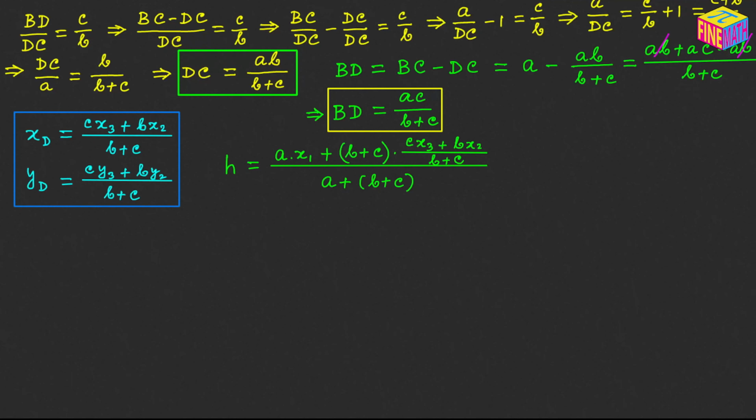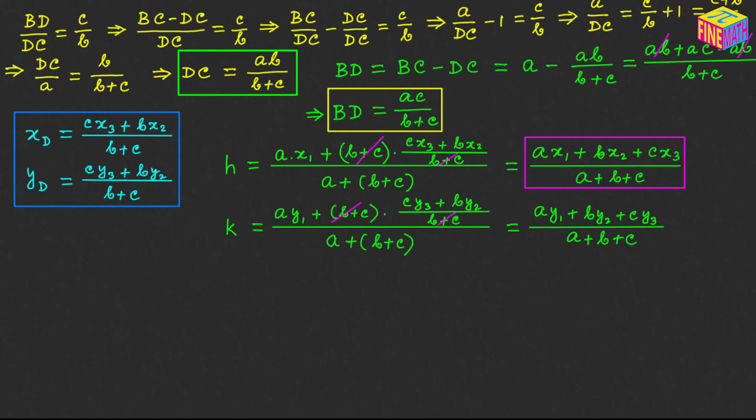And if we simplify this a little bit, it is going to look like this. It will be a times x sub 1 plus b times x sub 2 plus c times x sub 3 over a plus b plus c. And that is the x coordinate of the incenter. And similarly, let's calculate the y coordinate of the incenter. Using the section formula again, I have calculated the y coordinate of the incenter, and it turns out to be a times y sub 1 plus b times y sub 2 plus c times y sub 3 over a plus b plus c. And those are the coordinates of the incenter of this triangle.